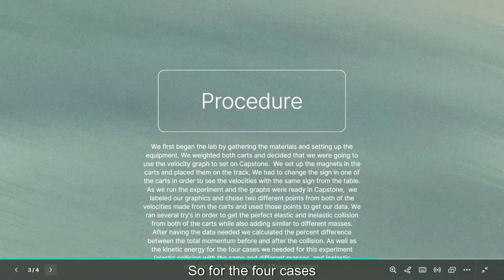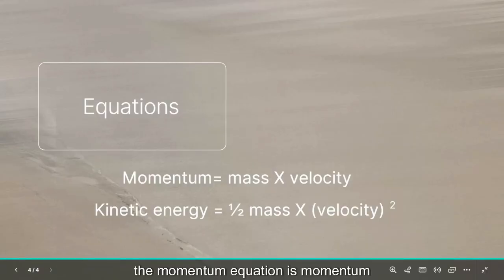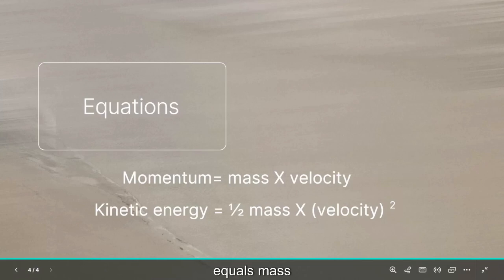So for the 4 cases, we had to do an elastic collision with the same masses, another elastic collision with different masses, and an inelastic collision with the same masses, and the last one was an inelastic collision with different masses. For the equations used, the momentum equation is momentum equals mass times velocity, and the kinetic energy equation is kinetic energy equals 1/2 mass times velocity squared.